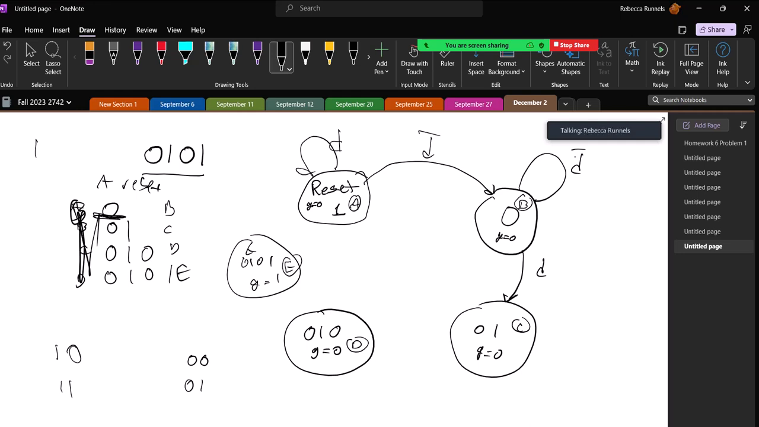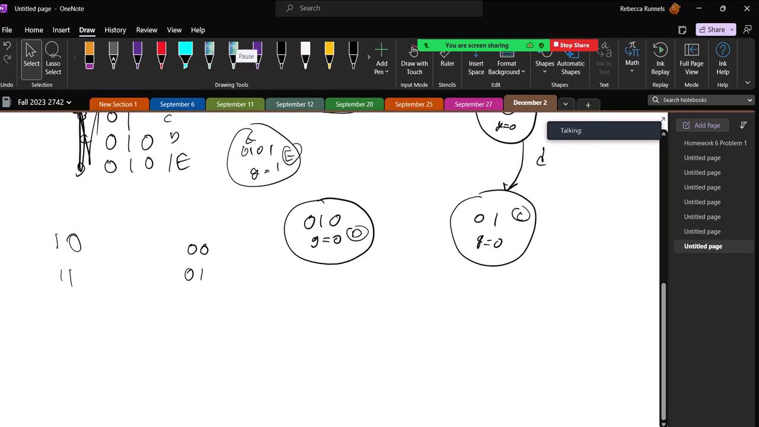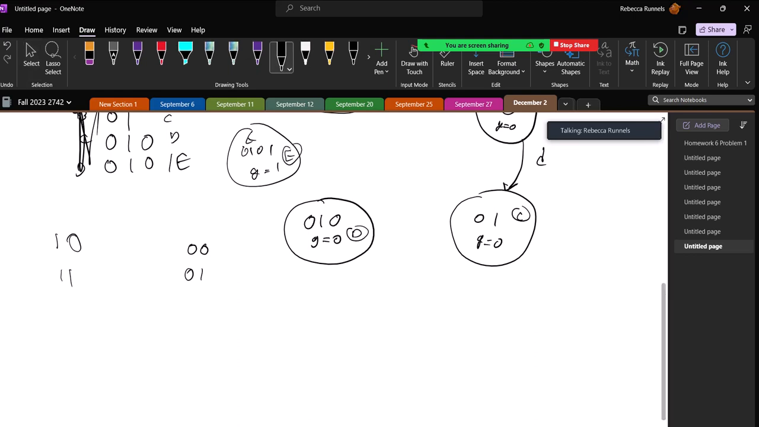How are you determining what goes to where? I guess I'm asking what is making you go from state to state? My input D. The possibilities for my D can either be 0 or 1, and that's my input.